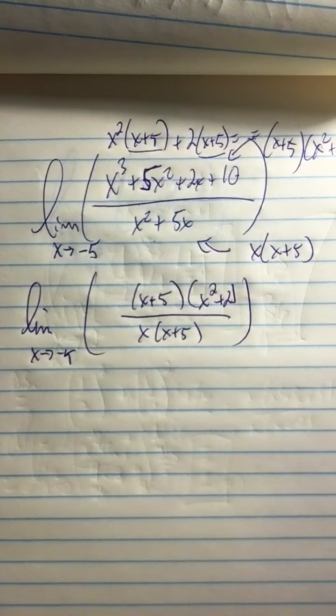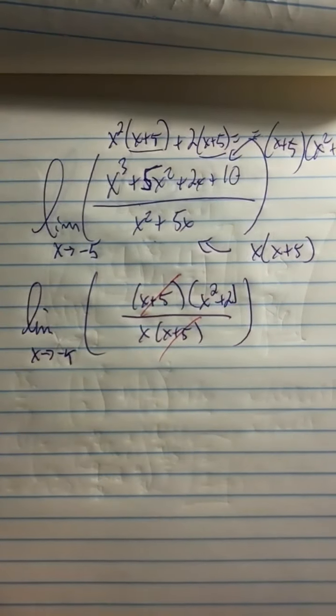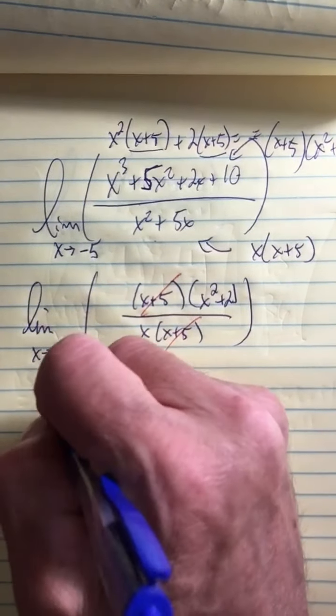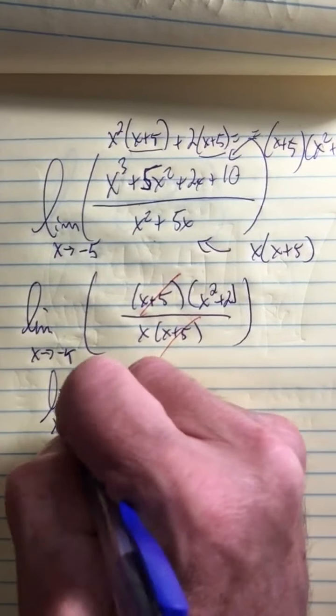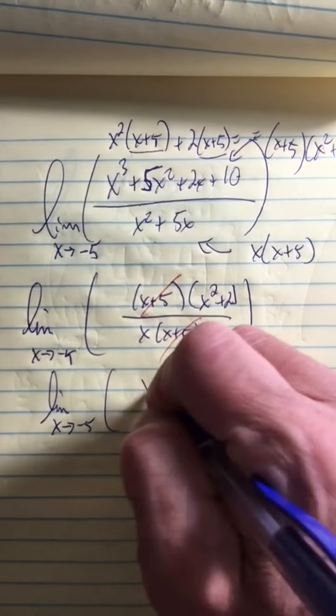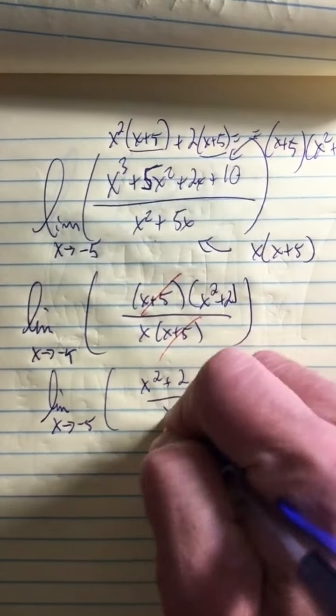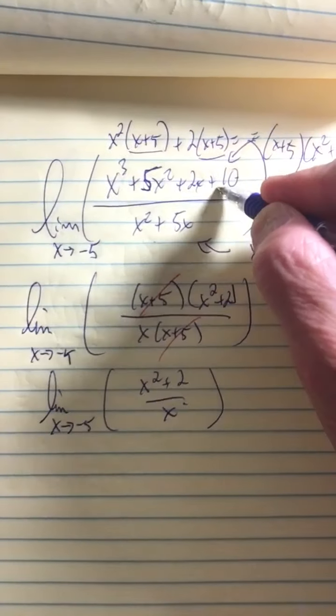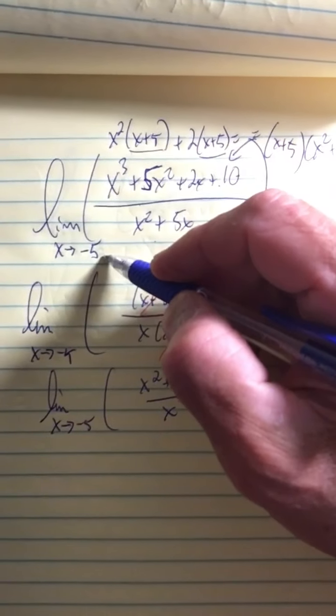That allows me to reduce the common factor. And so now I have a new function in here. It's (x squared plus 2) over x. And it's equivalent to this function everywhere but at -5.